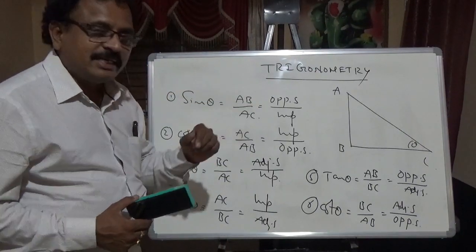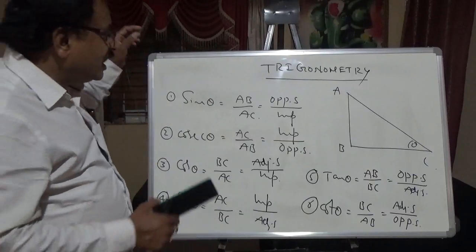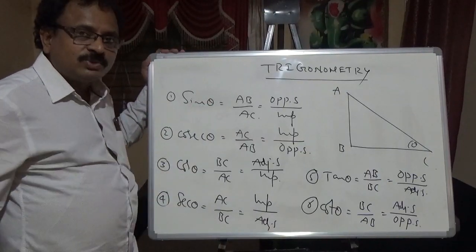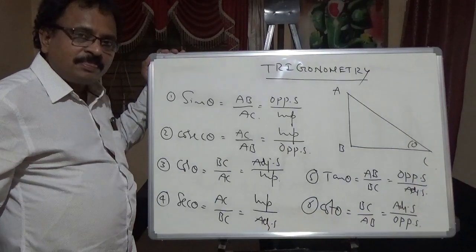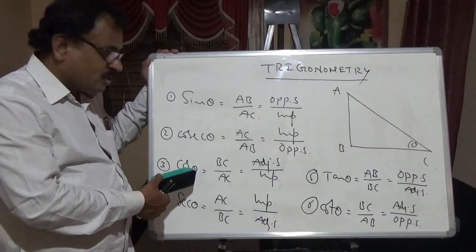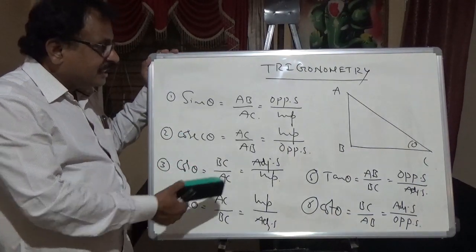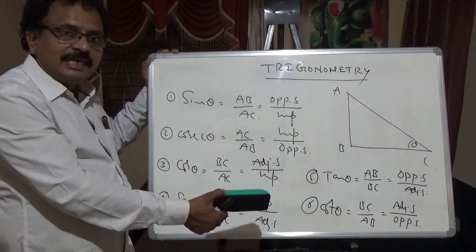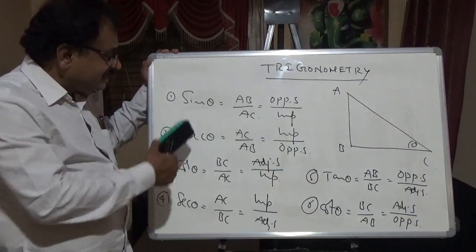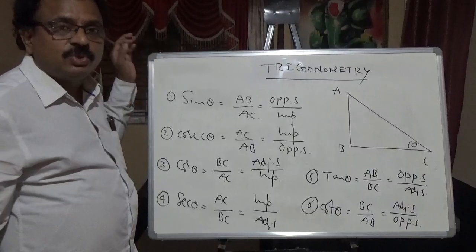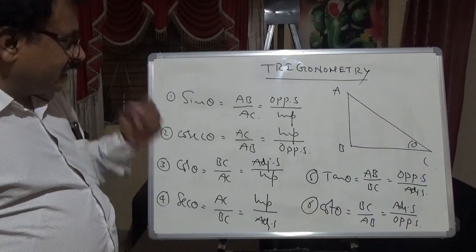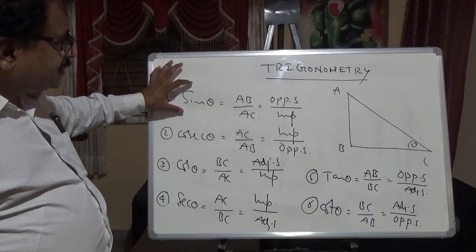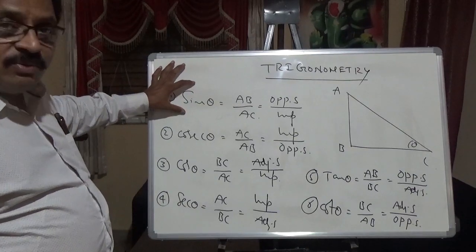In trigonometry, we have 6 trigonometric ratios: sine theta, cosecant theta, cos theta, secant theta, tan theta and cot theta. These are the 6 trigonometric ratios. So how are we defining these trigonometric ratios?